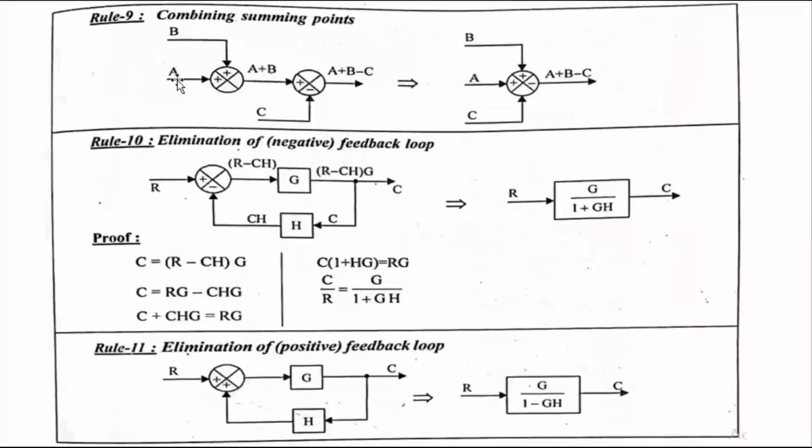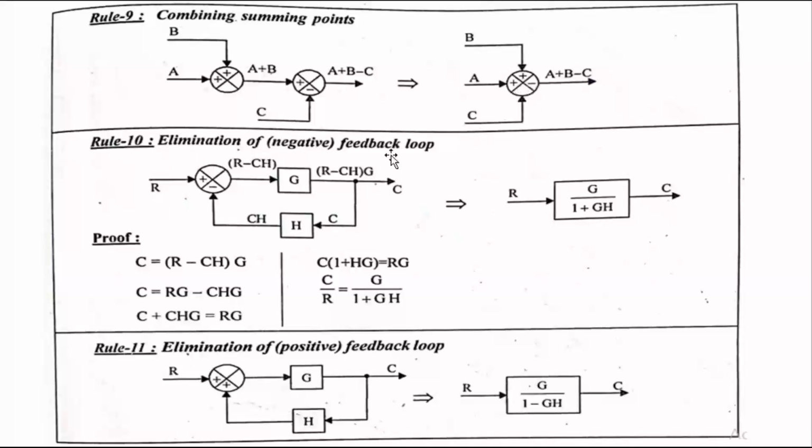The ninth rule, combining the summing points. This is just the reverse of the previous rule. We can combine these two summing points. The minus sign can be added anywhere. The minus side input is C. Here this is minus. This one is minus.